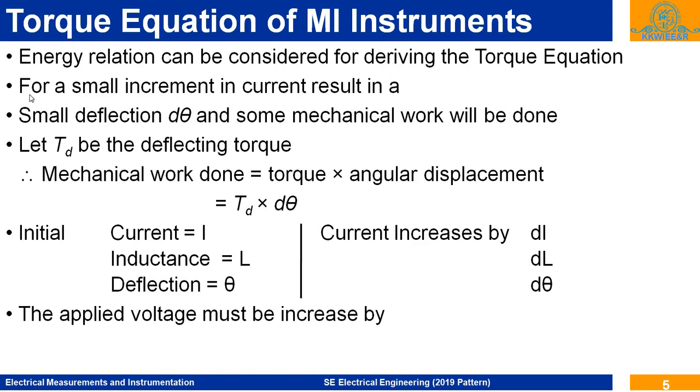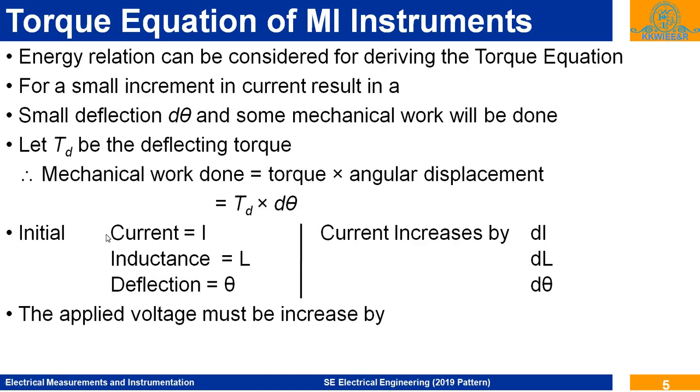Okay, so a small deflection is there, and for the deflection there is some mechanical work done, and because of this there is a deflecting torque TD. This mechanical work done is nothing but the torque generated on this spindle, on this moving system, and because of this there is an angular displacement. So the mechanical work done is nothing but TD multiplied by d theta.